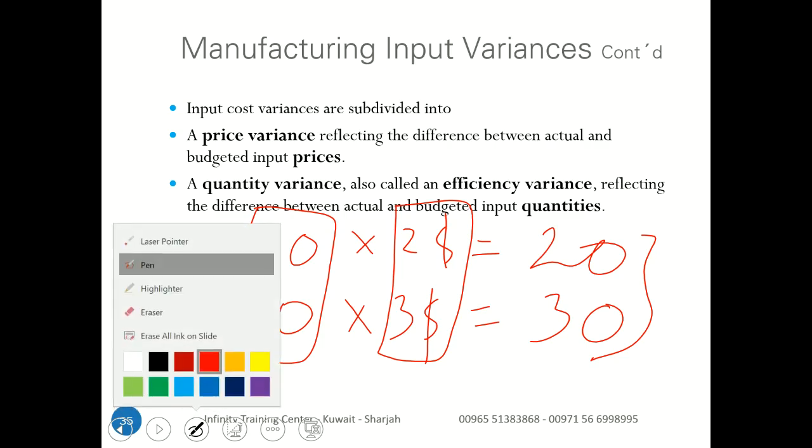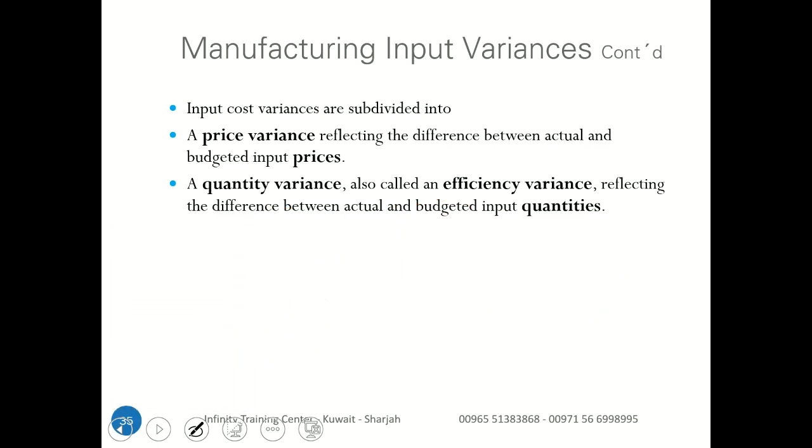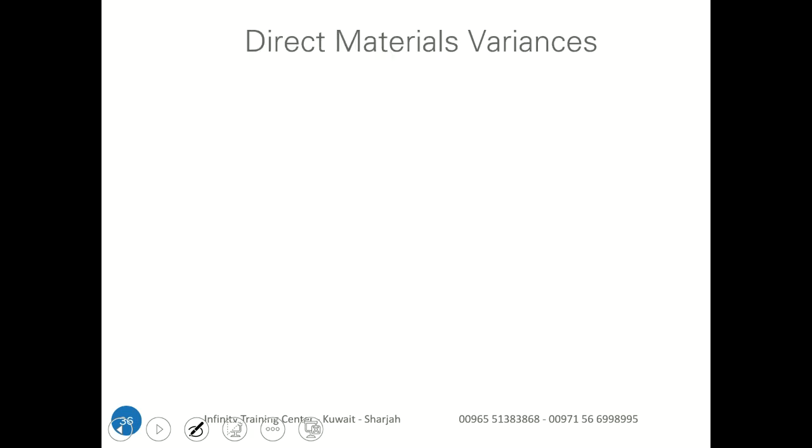Okay, so this is what we have to see for material variances and labor variances. Why is the variance happening? Is it because of the price or is it because of quantity? So that we will discuss in detail in the coming slide.